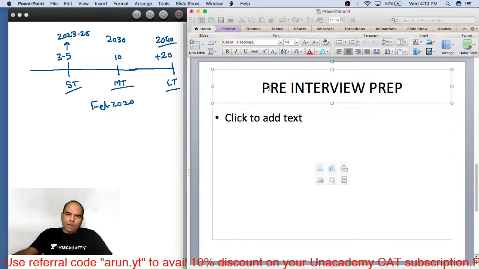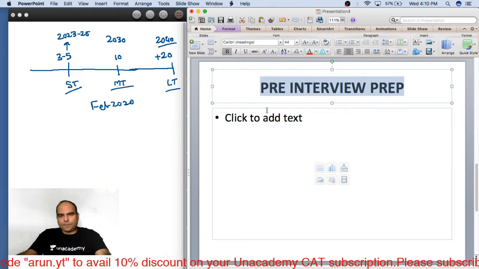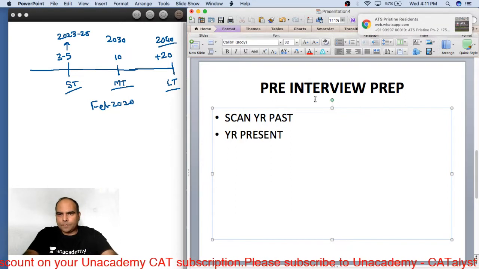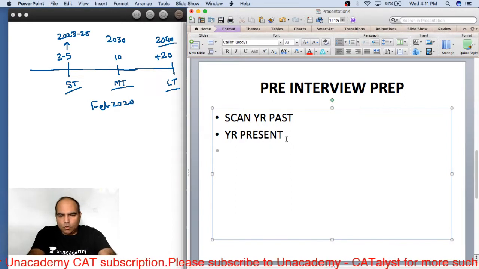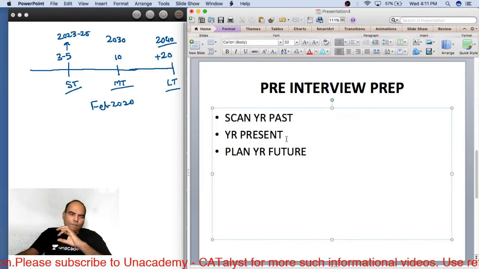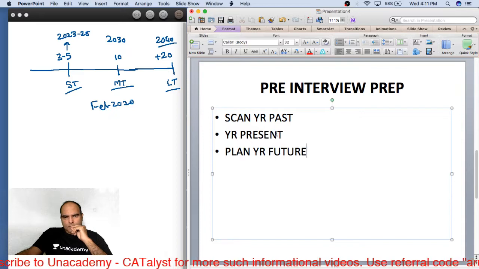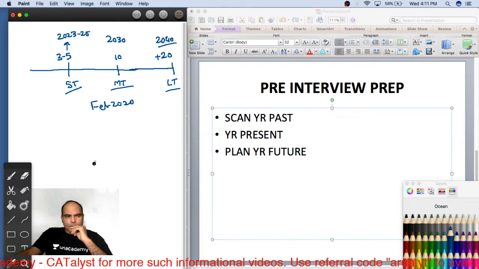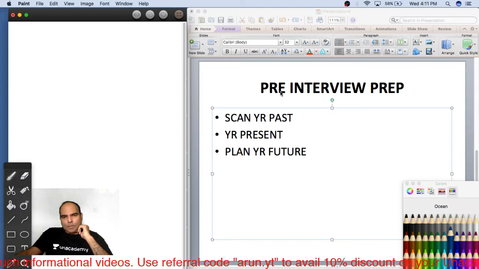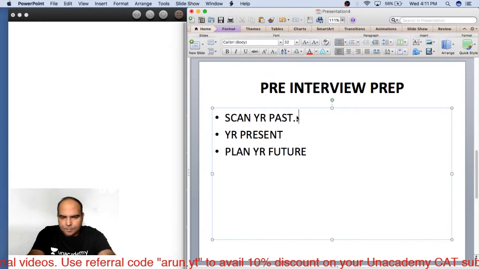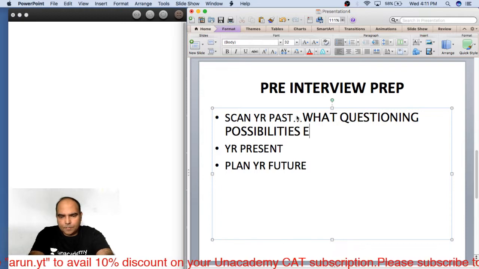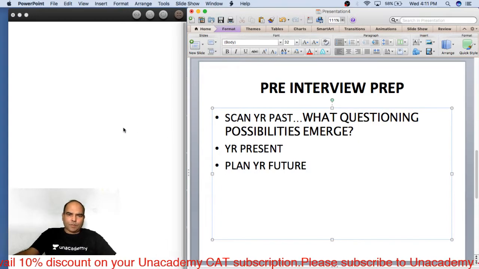So, when we talk about the pre-interview prep, you have to basically scan your past, your present, and also plan your future. You have to have a very clear perspective about these three things. So, when you're talking about your past, for example, what all comes into your past, and hence what questioning possibilities emerge from your past.